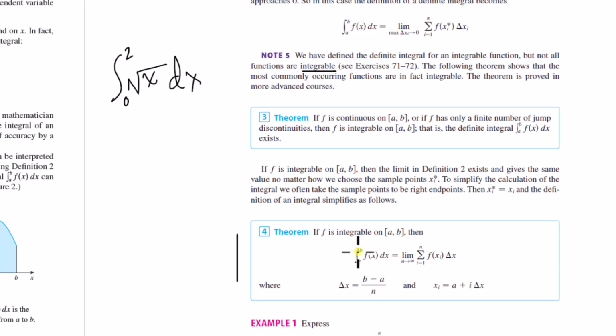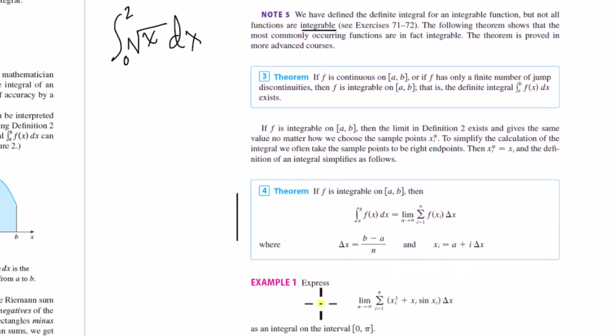This is simple. This is using the right endpoint method. They're saying, so the definite integral is equal to what? The limit as n approaches infinity of the sum from i equals 1 to n of just f of xi, where xi is a plus i delta x, and delta x is this. That's it. Boom, done. You see?